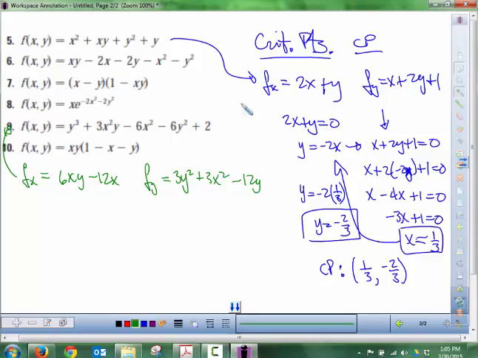So I'll set each of them equal to 0 and see what happens. We get 6xy minus 12x equal to 0. And in this particular case, I can factor out a 6 and an x. That'll leave me a y minus 2 equal to 0. So x is equal to 0 and y is equal to 2. So these are the possible zeros for the fx, and I need to match this up with possible zeros for the fy.